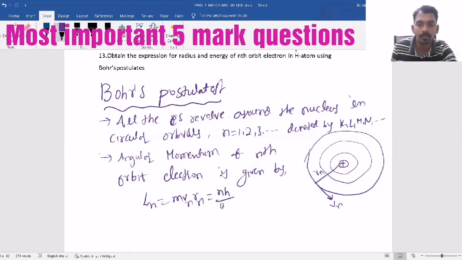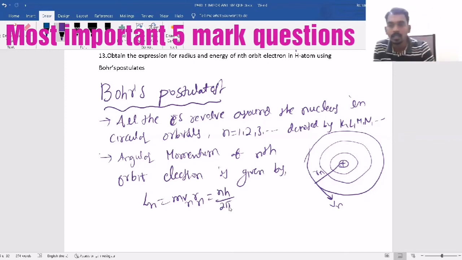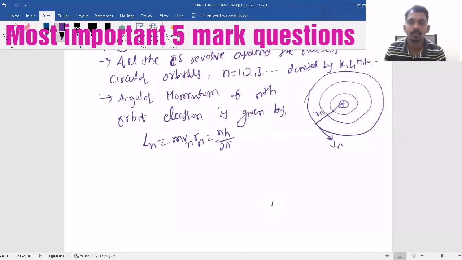Quantization means integral multiples of one base quantity. Here the base quantity is h by 2 pi. So first orbit means n equal to 1. Third orbit electron angular momentum means 3h by 2 pi. Like that, only the n value changes, but the basic value h by 2 pi remains constant. That is the second postulate.